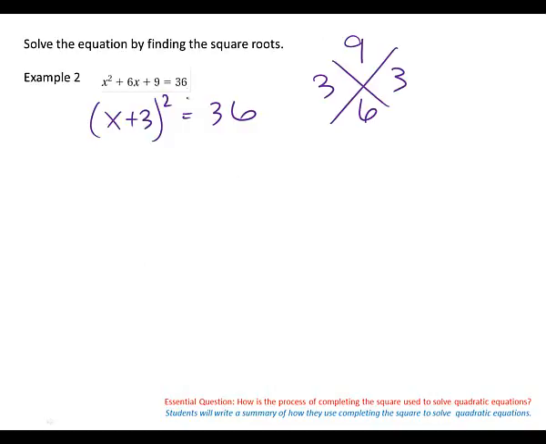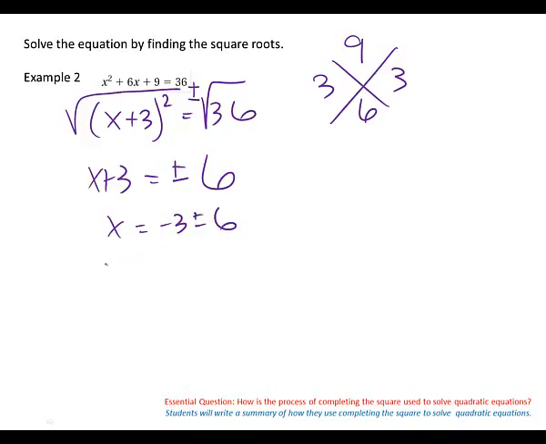How do we undo that square? Square root, and in the front of the 36 we write plus or minus. Technically it's on the other side too, but it goes away, right? So we've got x plus 3 equals plus or minus what? 6. Good. All right, what do I do to move the 3? All right, so we've got x equals negative 3 plus 6, and x equals negative 3 minus 6. So x equals what? 3 and negative 9.